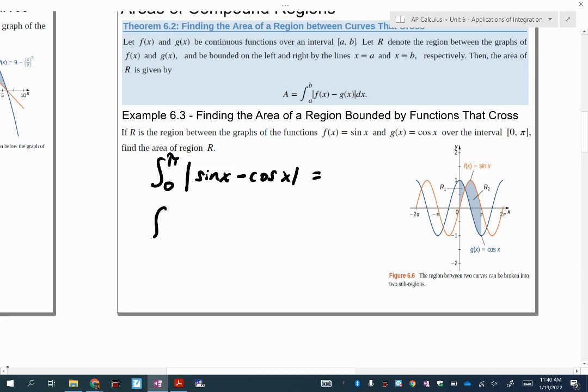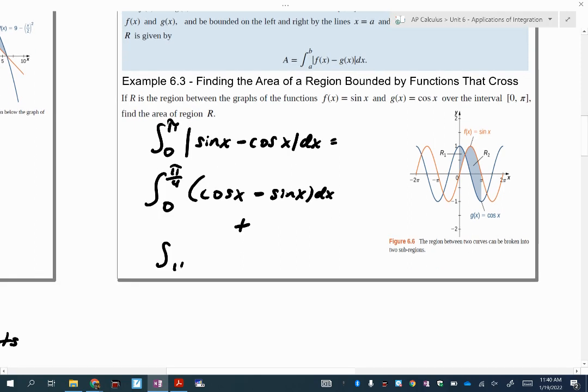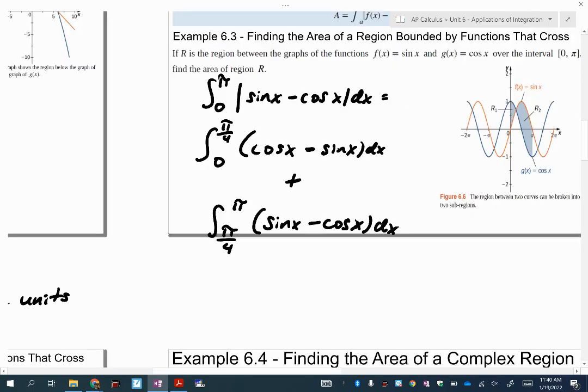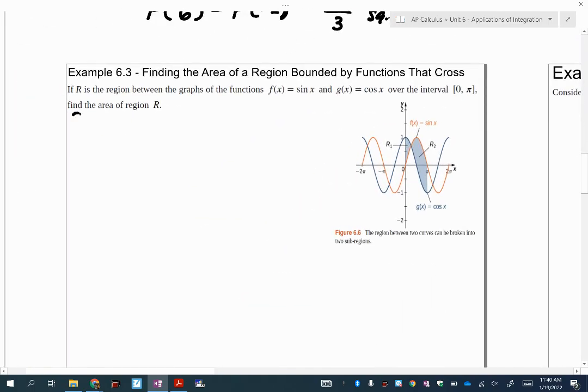Okay, so this is equal to the same thing as the integral from 0 to pi over 4, and that's where cosine of x is above sine of x, and then plus the integral from pi over 4 to pi, where sine of x is above cosine of x. So it's kind of like doing two versions of what we talked about in our very first example. All right, so I need to integrate from 0 to pi over 4 cosine of x minus sine of x.